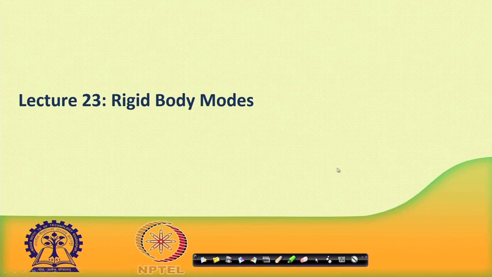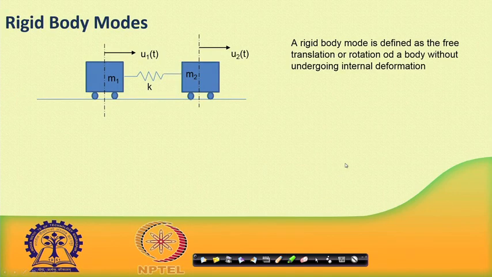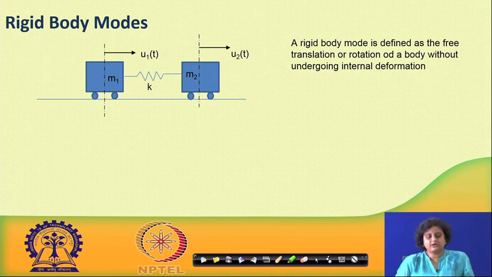Hello. So, in this lecture we will talk about rigid body modes in a multi-degree of freedom system. So, let us get into the concept of rigid body mode. As many of us know, a rigid body mode is defined as the free translation or rotation of a body without undergoing internal deformation.